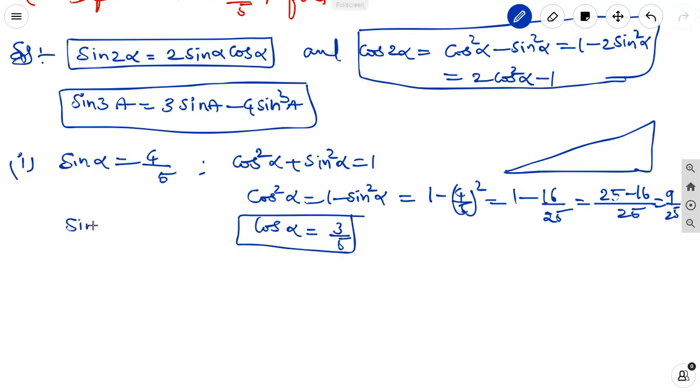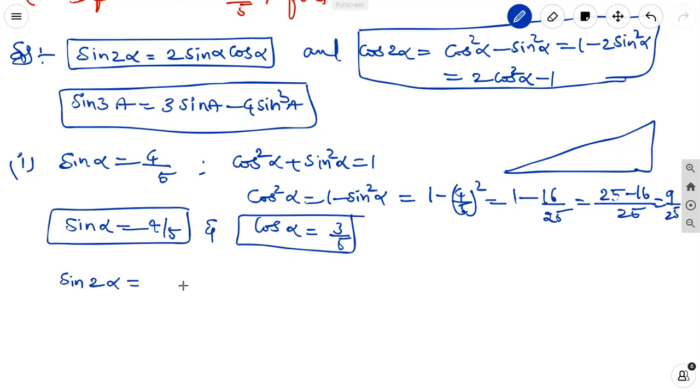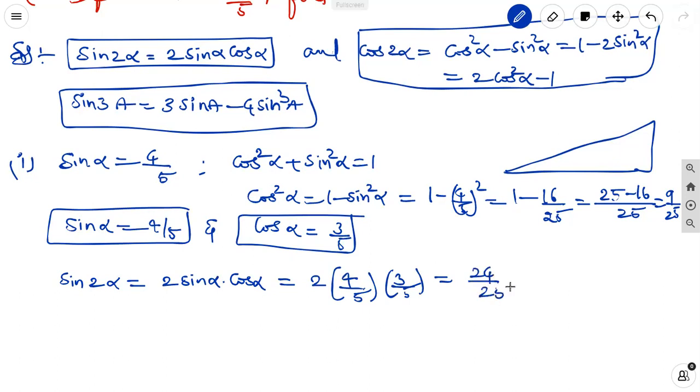If we know the sin alpha and cos alpha, then simply we can substitute in the formula. What is that? Sin 2 alpha equal to 2 sin alpha into cos alpha. It is equal to 2, sin alpha is 4 by 5, cos alpha is 3 by 5. 4 2s are 8, 8 3s are 24, 5 5s are 25. So, sin 2 alpha equal to 24 by 25.